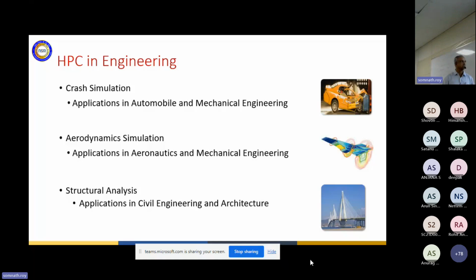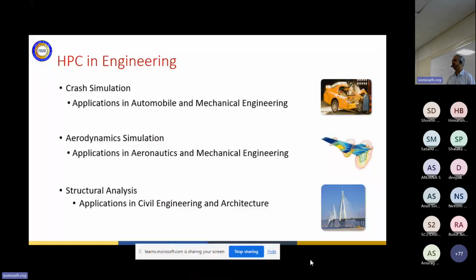Similarly, structural analysis I mentioned. Let's say we are building a bridge. It has got static load and dynamic load, and there are external forces like wind forces, maybe earthquakes. So whether this structure is going to be safe when you build it, are there enough reinforcements? Is it stable? All that can be checked before you actually build it.